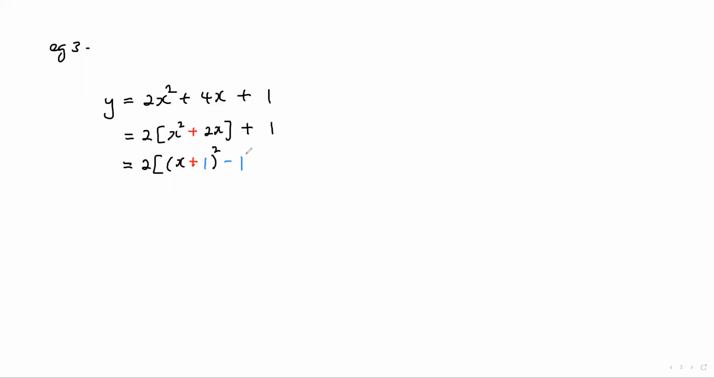And then minus the square of this value. So we always minus the square of this value. And then plus 1. We're going to close the bracket first, and then plus 1. So let's simplify this. This would be 2 times x plus 1 squared minus 2 plus 1. And that is equal to 2 bracket x plus 1 squared, minus 2 plus 1 is minus 1. So I'm done with this example.